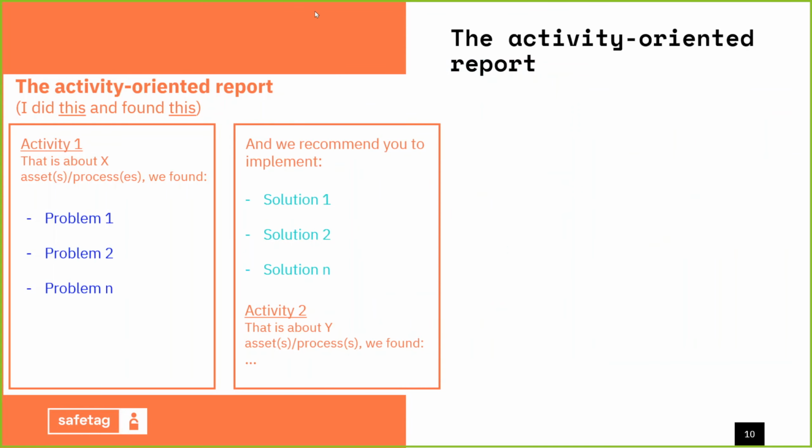The next kind of report that we have detected over time is the activity-oriented report. So instead of telling people you have one computer with this problem and this solution, and you have this server with this problem and this solution, I may say, I ran this activity, I did these interviews, I ran this vulnerability scanner on your network, and I found this, and this. And the solutions tied to that are this, and this. That's the way it's described here.